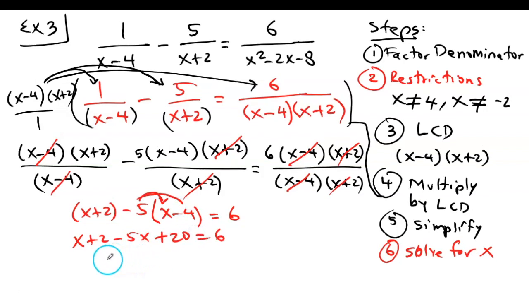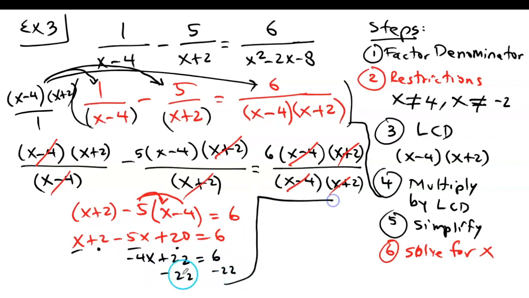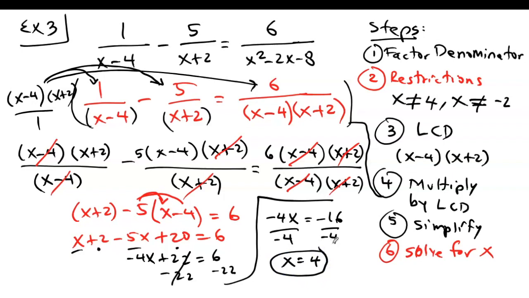Now in this equation, which is x plus 2, let's combine like terms. x minus 5x is going to give me negative 4x. 2 plus 20 is 22, equal to 6. Subtract 22. So I'm going to have negative 4x, right? 22 minus 22 is 0. 6 minus 22 is negative 16. Divided by negative 4, negative 4. x equals positive 4. And we're done with the problem.